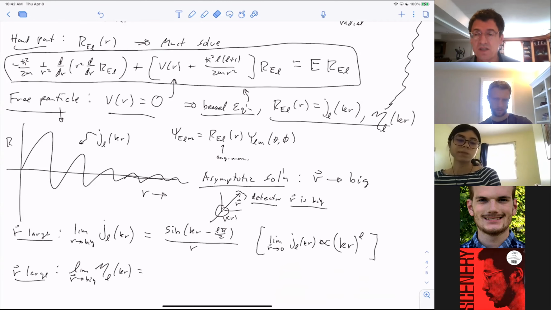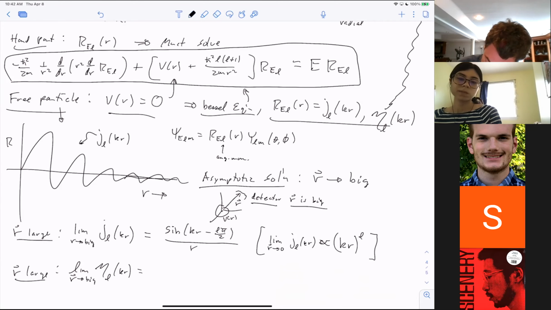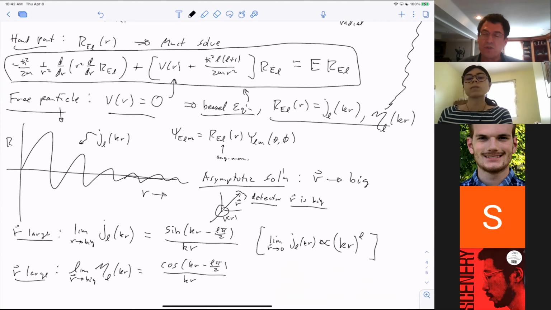Now, the normal Cartesian wave equation has two solutions, sine and, yes, exactly. So that's why it sort of makes sense that there should be a Neumann term, because it's just the second solution. Oops, I missed a k here: cosine of kr minus L pi over 2, over kr. So when you think of the Neumann function, you should think of it as just the cosine analog.